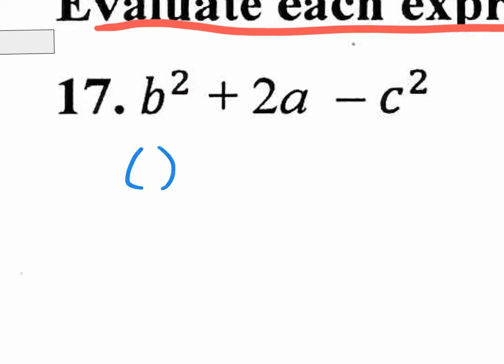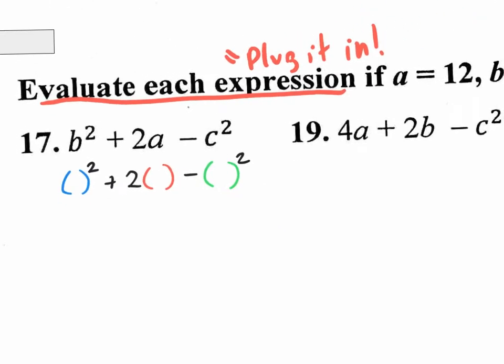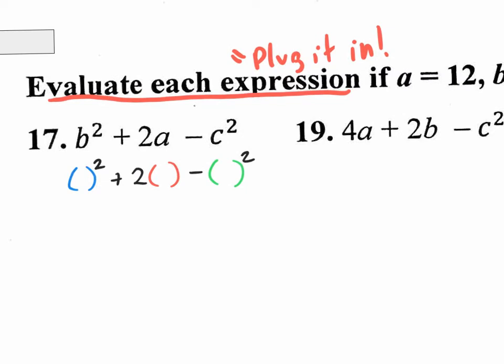So parentheses instead of B, and it's squared on the outside, plus 2 times parentheses with the A minus C, but instead of C, I want to put parentheses squared with the square on the outside. So once again, notice I replaced the B with parentheses, the A with parentheses, and the C with parentheses. Why do we do that? Because that helps us to get the correct answer. If you don't use parentheses, you might make a mistake. For example, the value of A is 12, right? It says right here, A is 12.